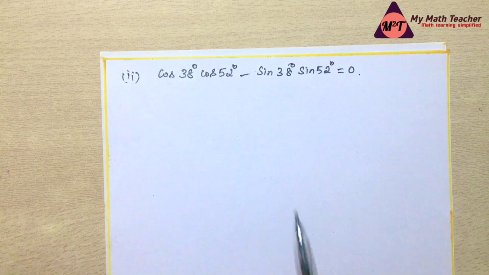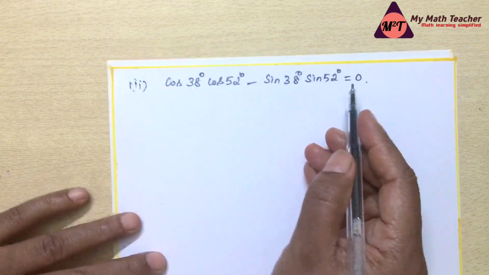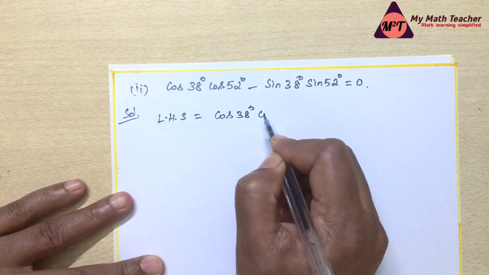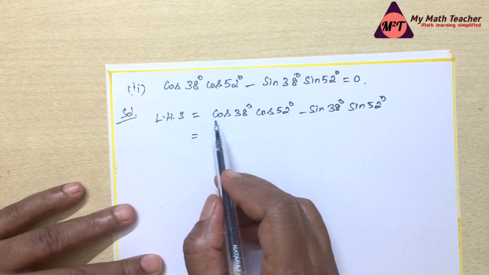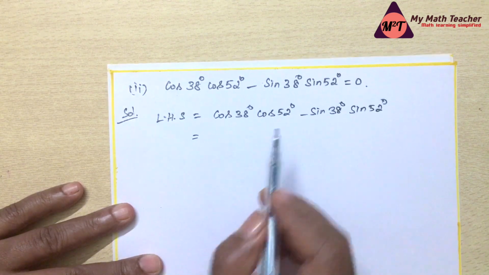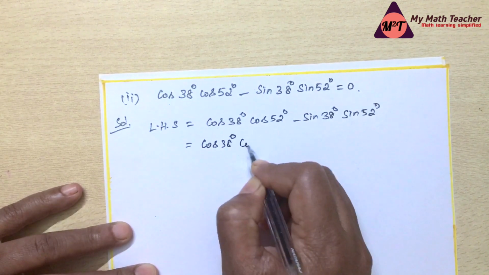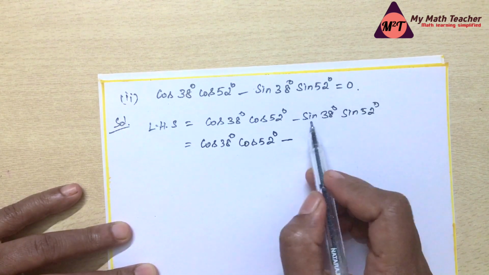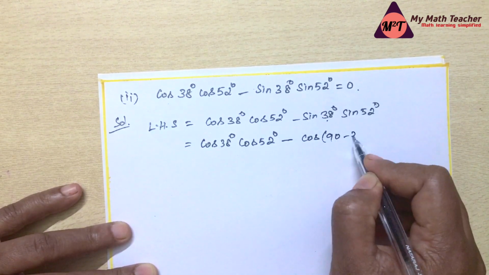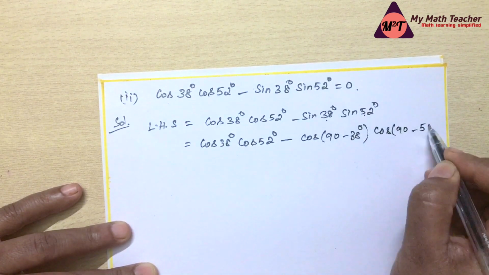Question number 2, second subdivision. Cos 38 cos 52 minus sin 38 sin 52, that is equal to 0. So solution is LHS is equal to, here we can notice both are complementary ratios and angles. So what we can do, we can retain any one in the same position and change the other one. Cos 38 degrees cos 52 degrees minus. So sin theta can be written as cos (90 degrees minus theta). Theta here is 38 degrees. The same way, cos (90 degrees minus 52 degrees).